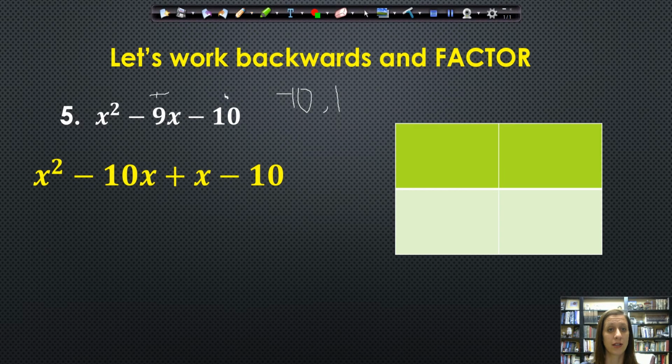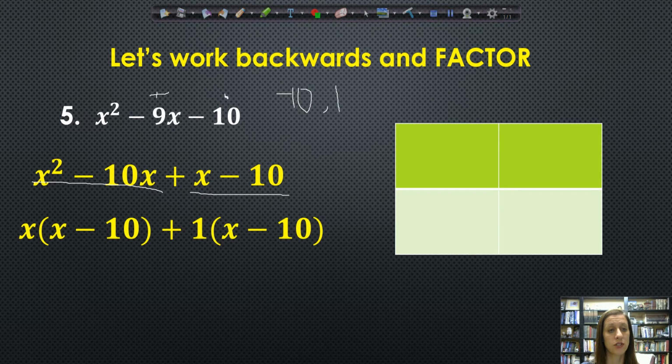So now we're going to factor by grouping. You're going to group the first two together and then group the second two together. So the first two both have an x in common. X minus 10 is what's left over. The second two terms have a 1 in common. What's left over is x minus 10. So they both have x minus 10. That's one of my factors. And then what's left over on the outside is the x plus 1.